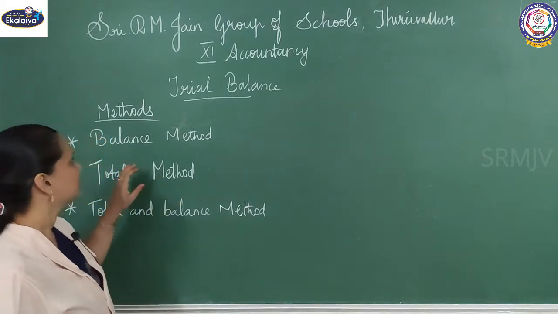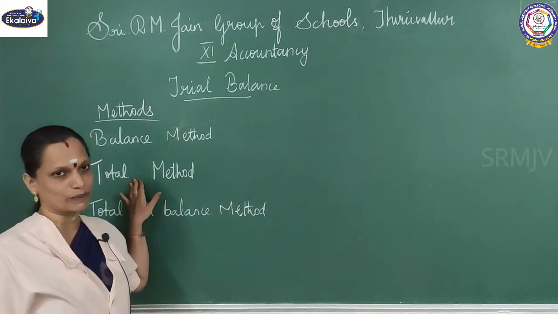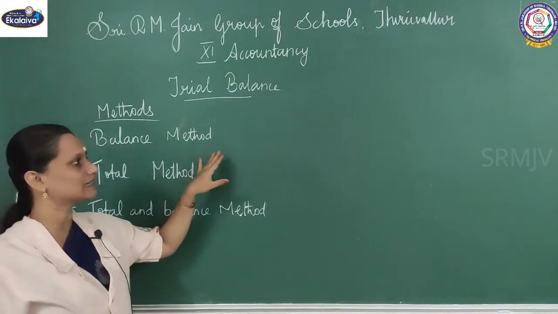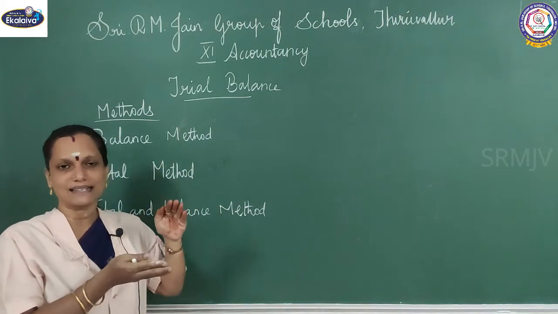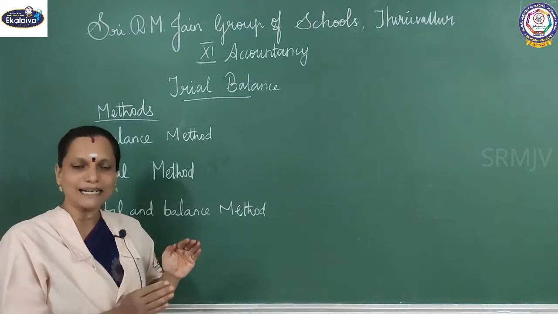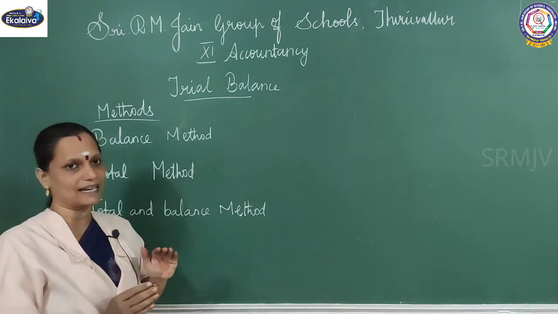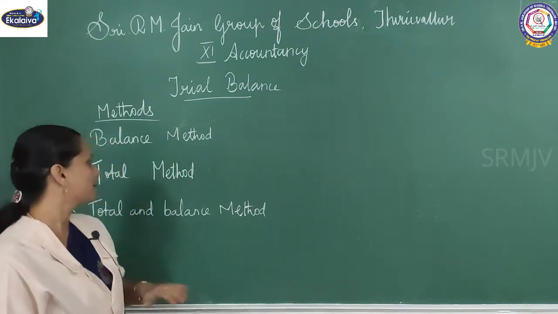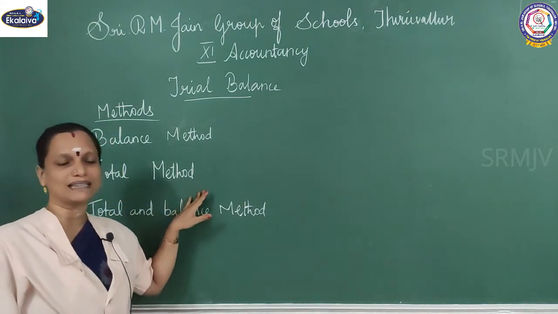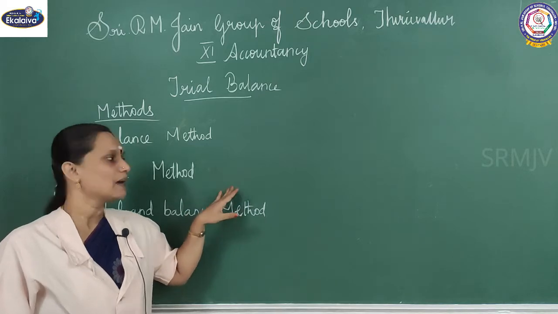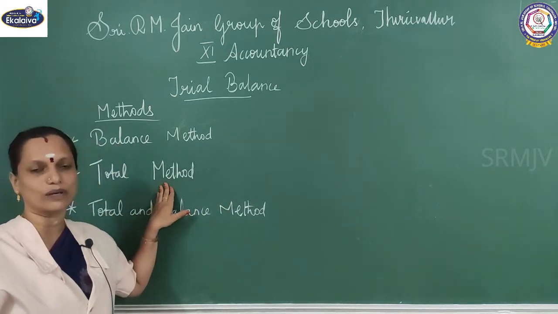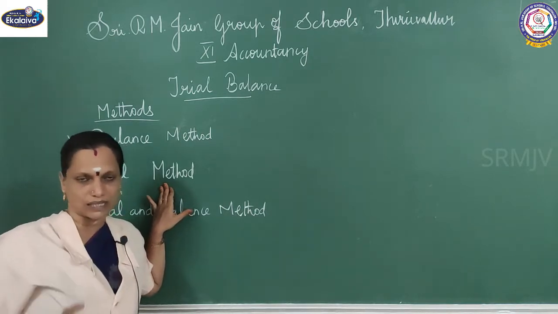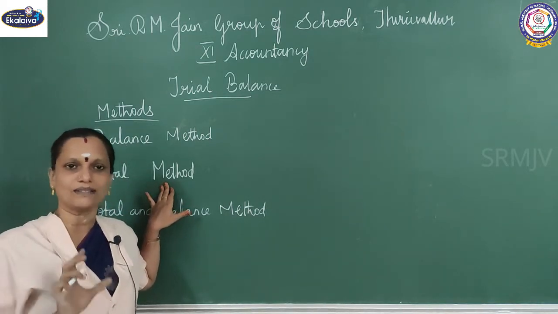Children, there are three methods we follow to prepare the trial balance. The first one is the balance method. In the balance method, whatever debit and credit balances we have balanced in the ledger, we carry to the trial balance. Then the total method. We normally do not use it, but in this method we total the debit and credit balances and then balance the trial balance.